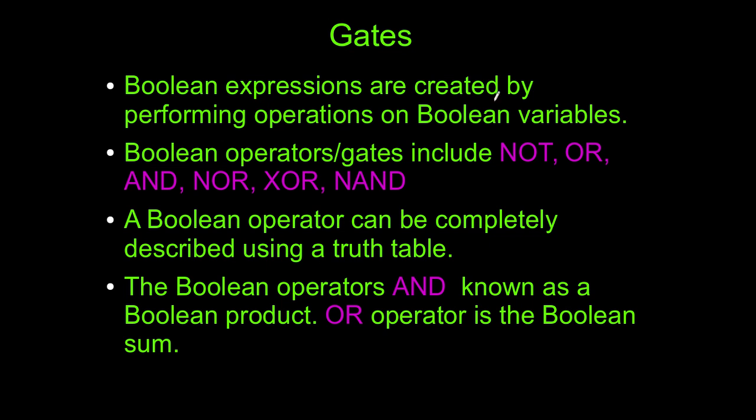But let's go here to gates. Boolean expressions are created by performing operation on Boolean variables. And actually the CPU, what does it do? It's limited. It does arithmetic and logic operations. We said logic operations, or bitwise operations they call them, which is like performing operation on Boolean variables. Boolean operation gates include, we have how many gates? 1 2 3 4 5 6. 6 gates.